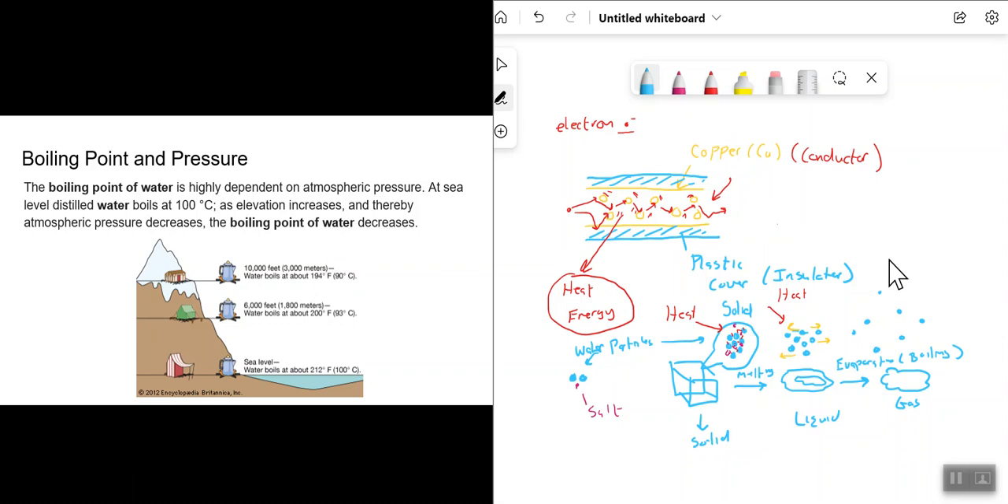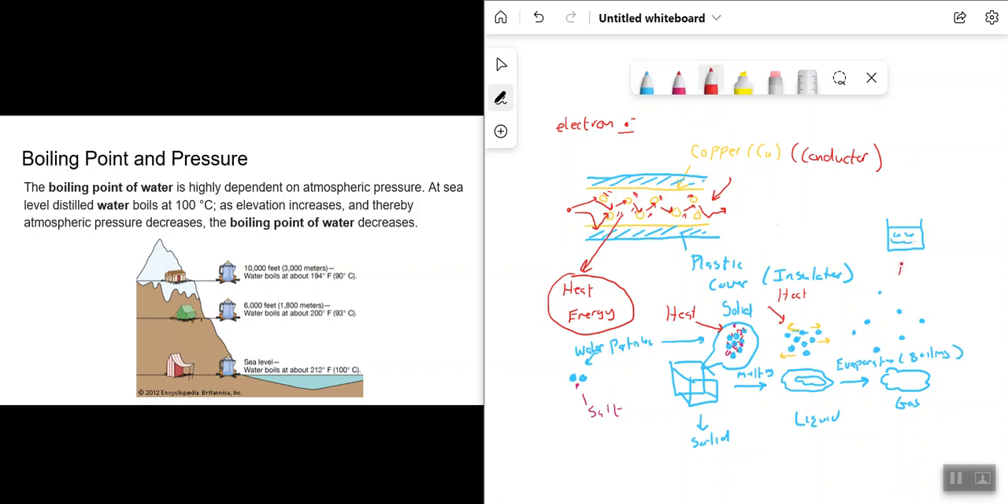And a way to think about that is, imagine this is your container here, and in this we have a liquid. As we add heat energy, some of the particles start to have the ability to escape from the bulk of the liquid. Now imagine it's inside an atmosphere. Imagine you have a big body of air, the air that's all around it.